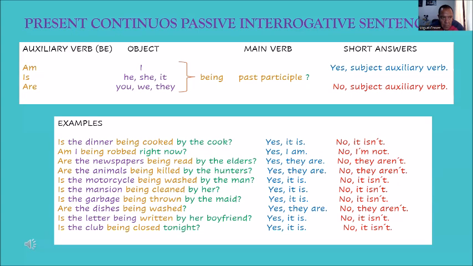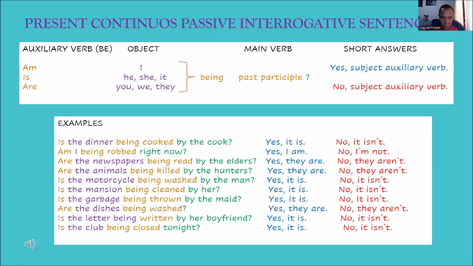To make interrogative passive in present continuous, you can follow these steps. We start with am, is, are, then the object. We add being plus past participle of the main verb. We add by plus subject at last. It is optional. To give answers to these kind of questions, we write yes or no plus subject plus auxiliary verb in affirmative or negative. Look at the table and some examples about it.